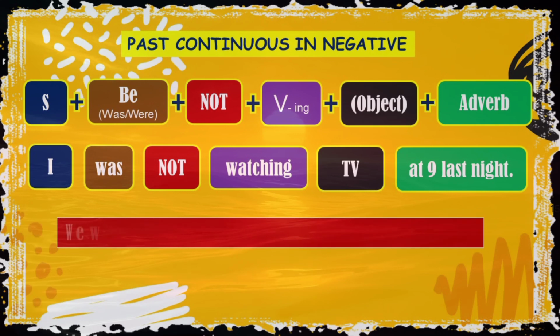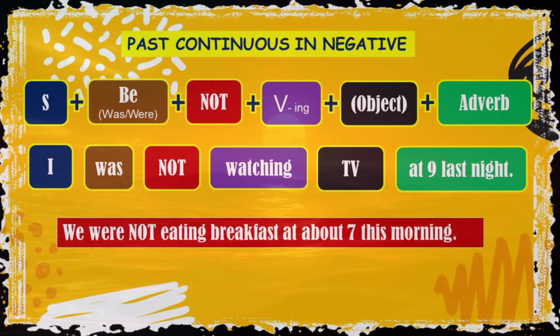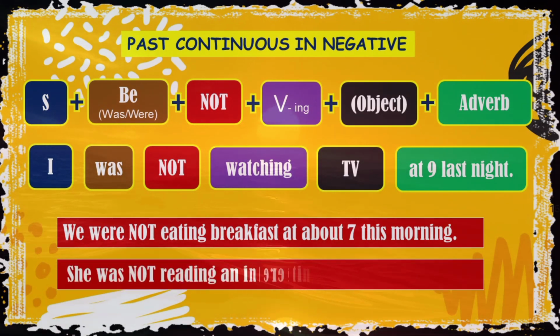Other examples. We were not eating breakfast at about 7 this morning. She was not reading an interesting book at 8 last night.